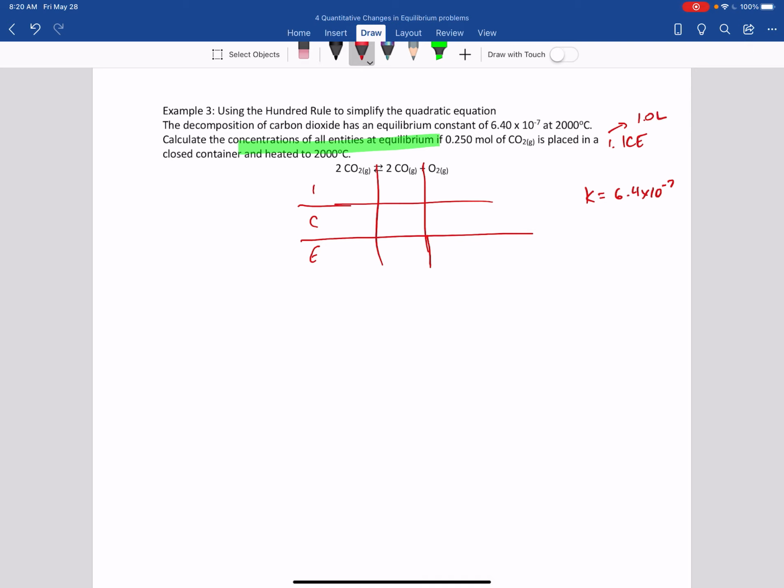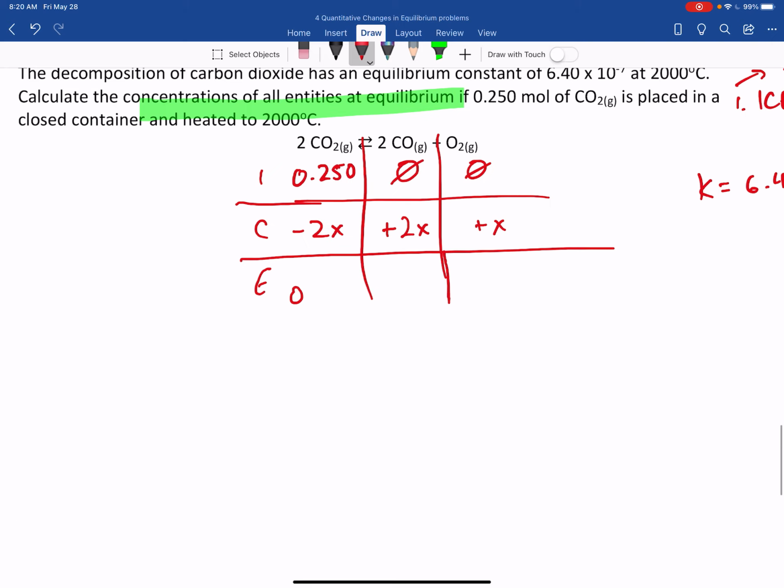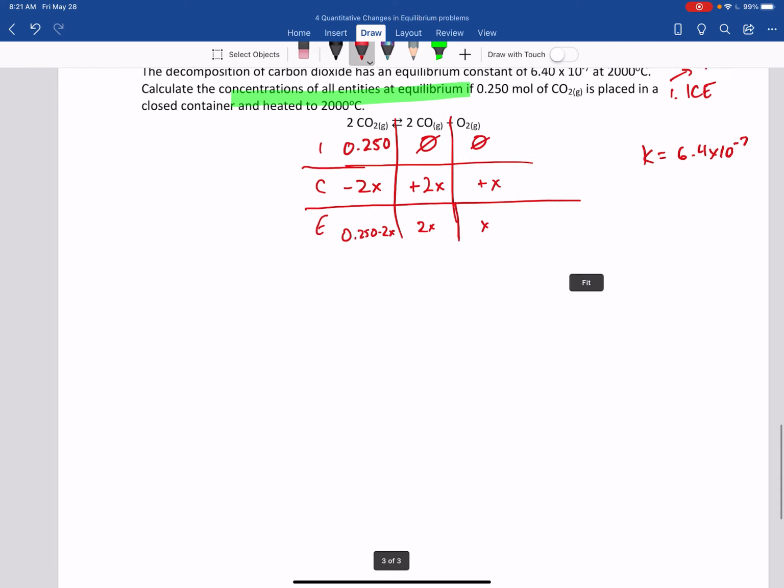Right, so very simple. 0.25 divided by 1 is itself. So our concentration of carbon dioxide initially is 0.25. We have no products. Okay, we lose our reactants, we gain our products, right? And the number comes from their coefficient in the equation. So for this, I'm just going to zoom in here, give myself a little bit more room. 0.250, take away 2x, 2x, and x.